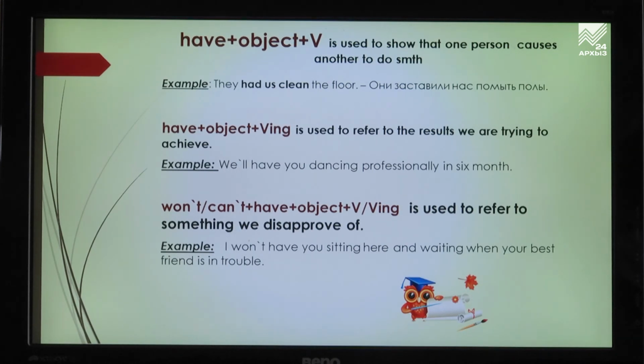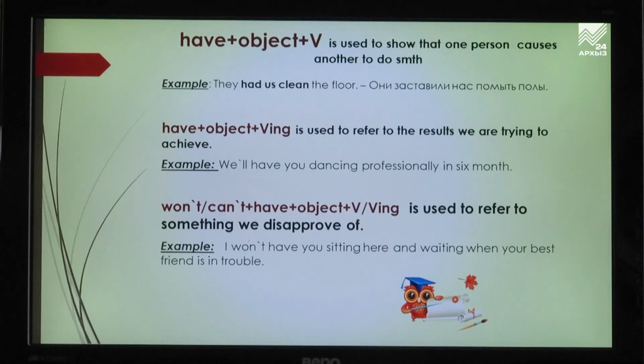Another construction: have plus object plus verb with ing. It is used to refer to the results we are trying to achieve. Часто такое употребляется, чтобы обозначить какой-то результат, который мы пытаемся достигнуть. We'll have you dancing professionally in 6 months. Через 6 месяцев вы будете у нас танцевать, вы уже будете иметь такие способности. То есть здесь все выдается как свершившийся факт. Через 6 месяцев человек будет профессионалом, профессионально будет танцевать.